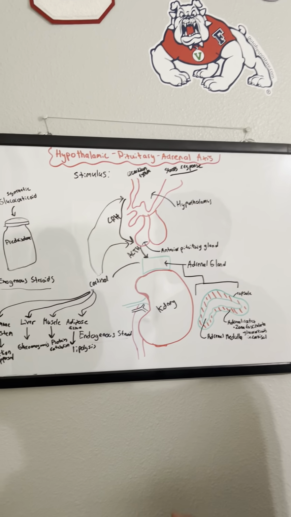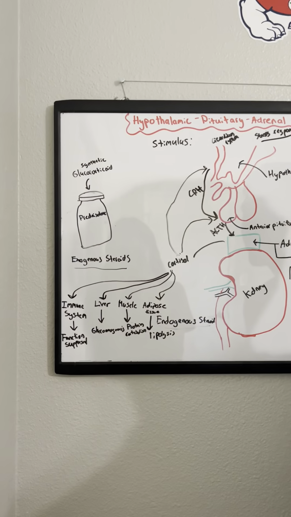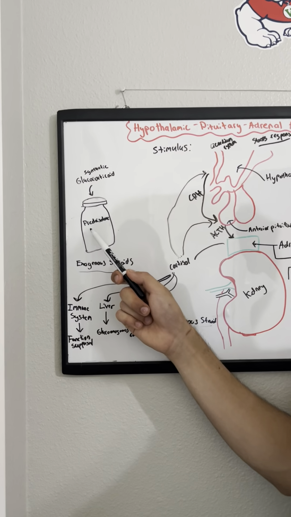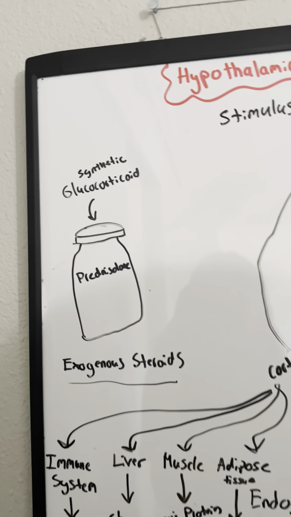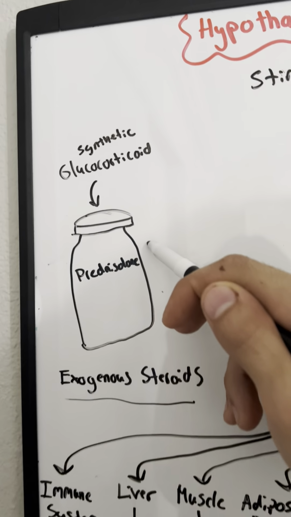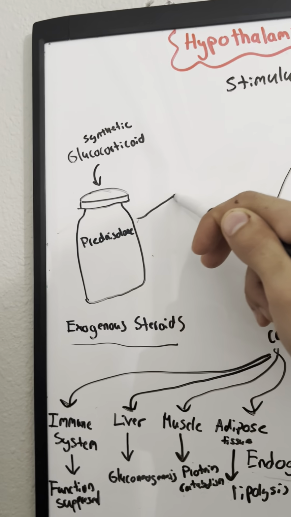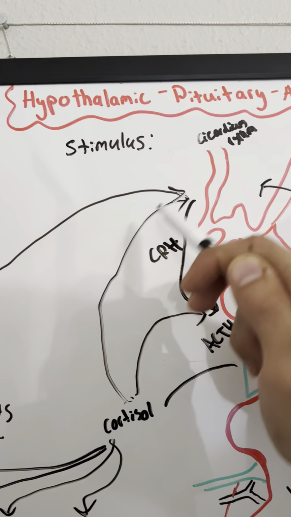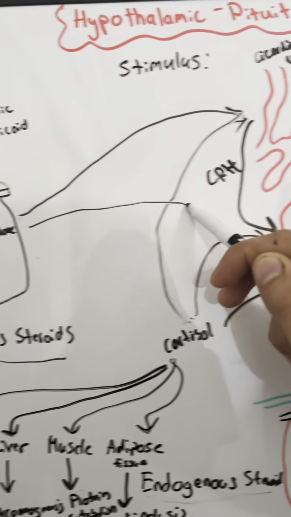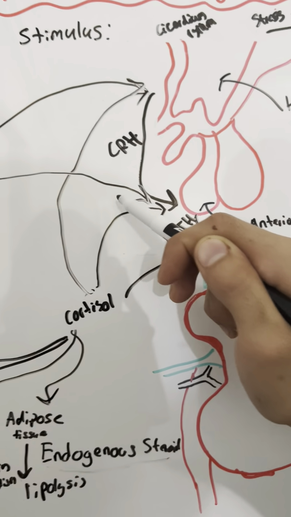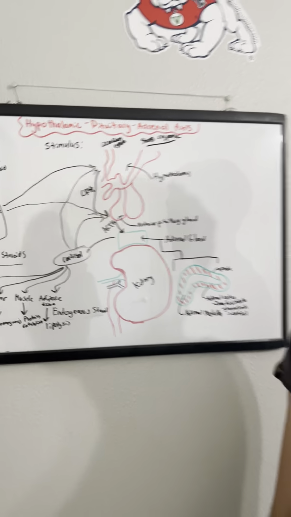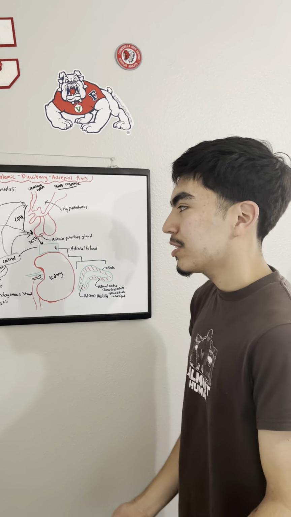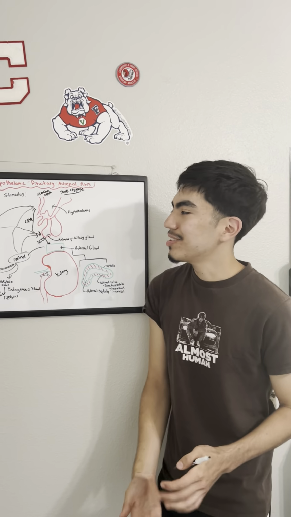The other way is by using exogenous steroids. So for example, we have the medication prednisolone, which is a synthetic glucocorticoid. And what that does, same as cortisol, it suppresses the hypothalamus, which results in suppression of the anterior pituitary, which means less cortisol is being released. So that is another way to maintain homeostasis.